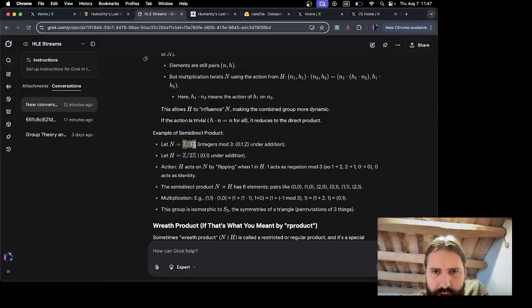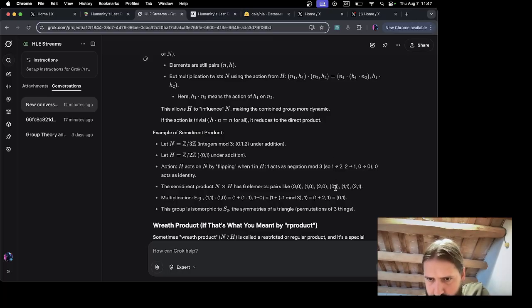Let N be integers mod 3 under addition. Let H be 0, 1 under addition. H acts on N by flipping when 1 in H. So 1 acts as a negation mod 3: 1 to 2, 2 to 1, 0 to 0. What? It has 6 elements, right? The combinations like 0,0, 1,0, 2,0, 0,1, exactly. Multiplication.